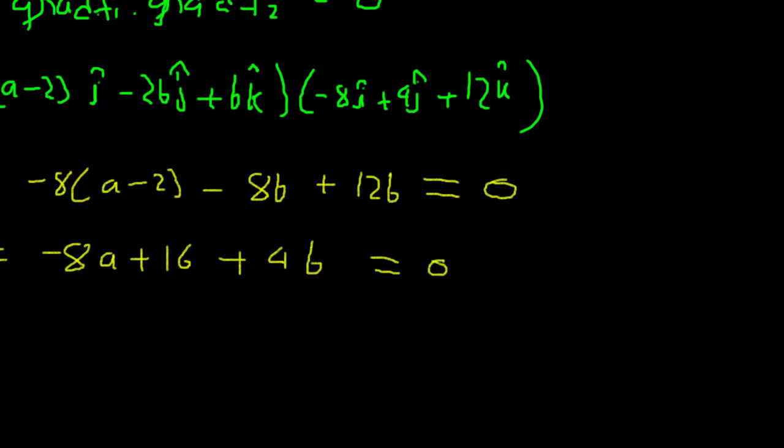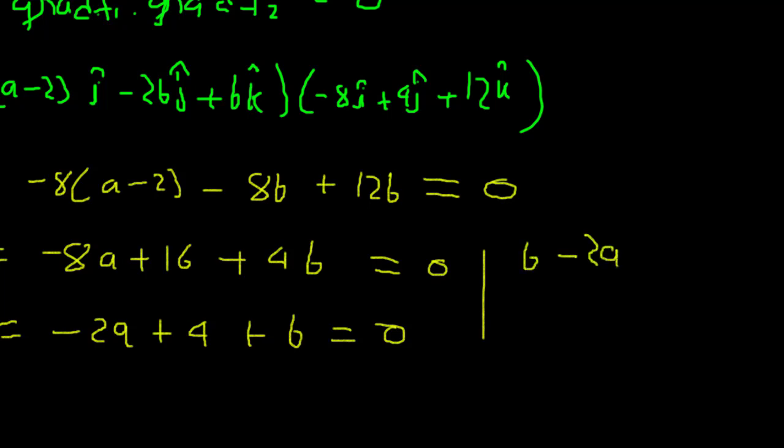So when we divide all of this by 8, we'll get minus a plus 2, or let's just divide this by 4. Yeah, let's just divide this by 4. So when we divide by 4, we're going to get 2a plus 4 plus b equals 0, and this can be written as b minus 2a equals minus 4.